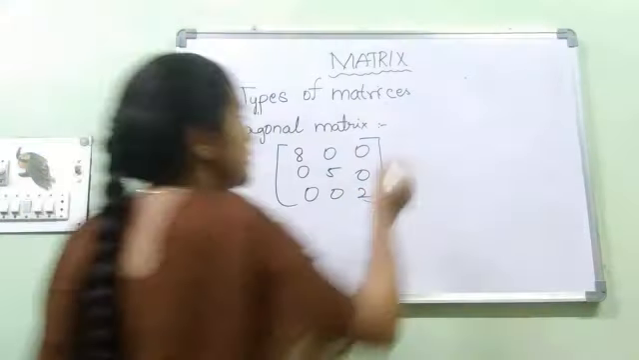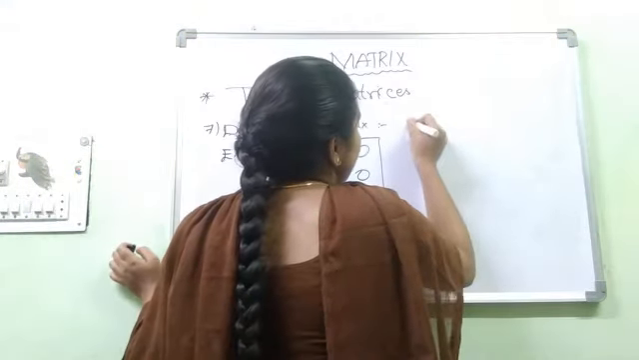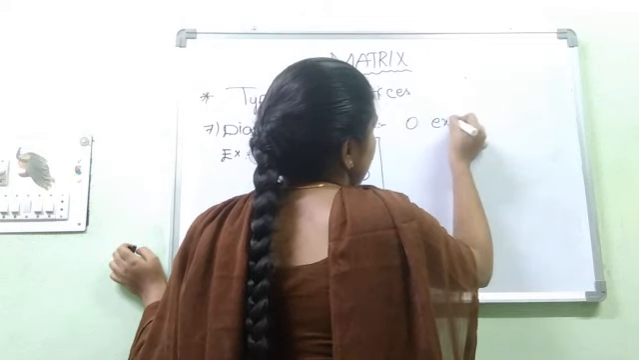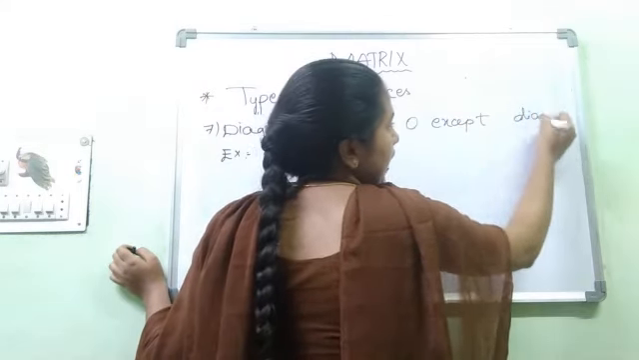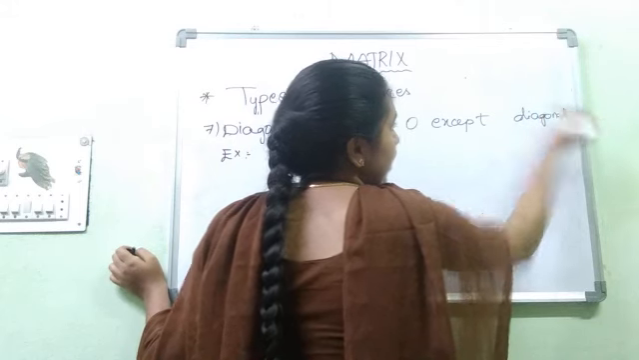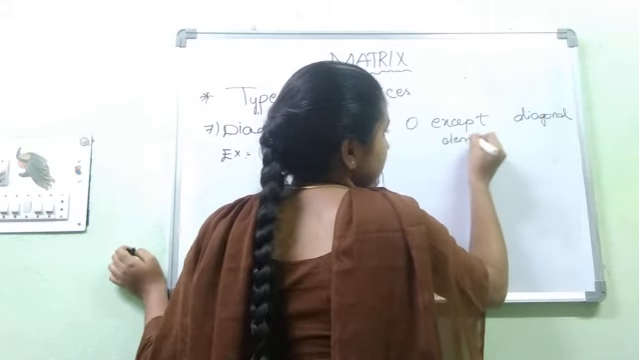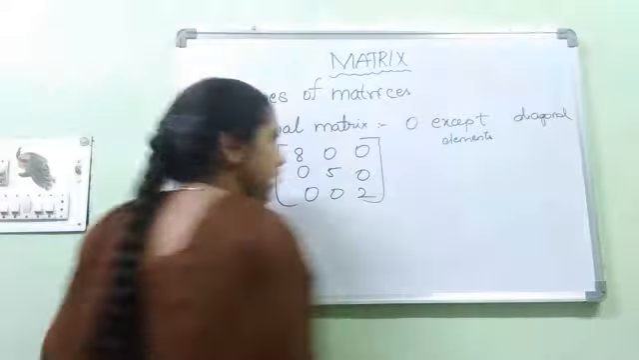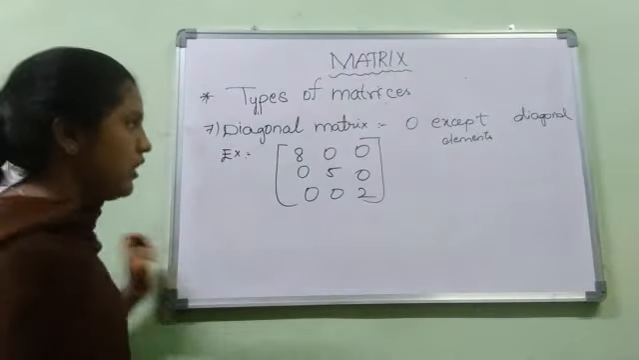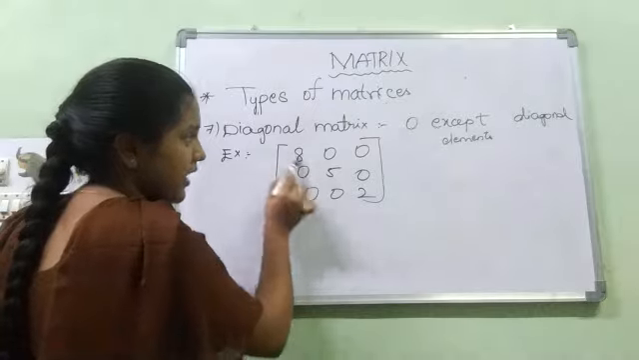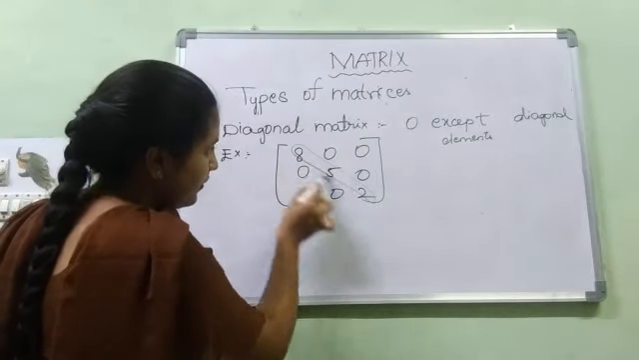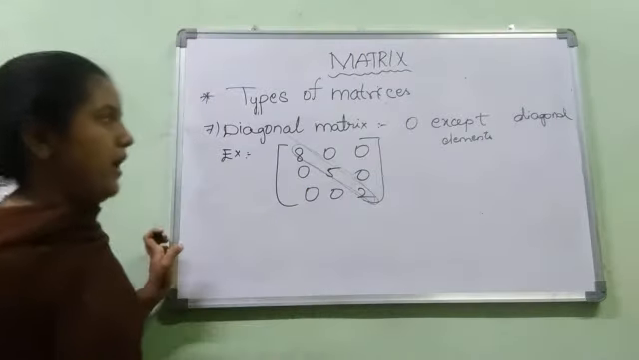So a matrix which contains zeros except diagonal elements. A matrix which contains zeros except diagonal elements. So zeros except the diagonal elements. Okay, this is called diagonal matrix.